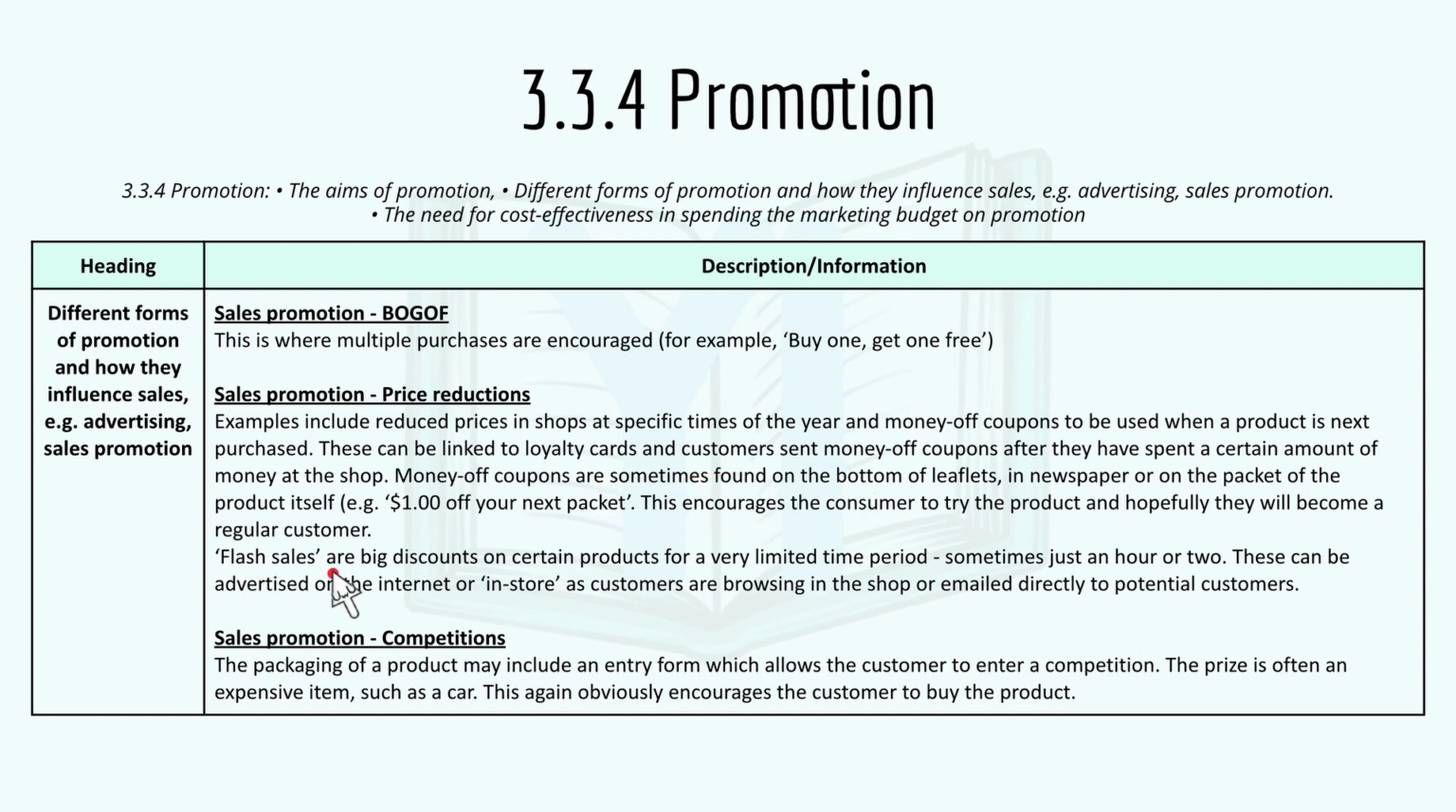Flash sales are big discounts on certain products for a very limited time period, sometimes just an hour or two, and these can be advertised on the internet or in-store as customers are browsing in the shop, or emailed directly to potential customers. And in sales promotion, we have competitions. The packaging of a product may include an entry form which allows the customer to enter a competition, and the prize is often an expensive item such as a car, and this again obviously encourages customers to buy the product.